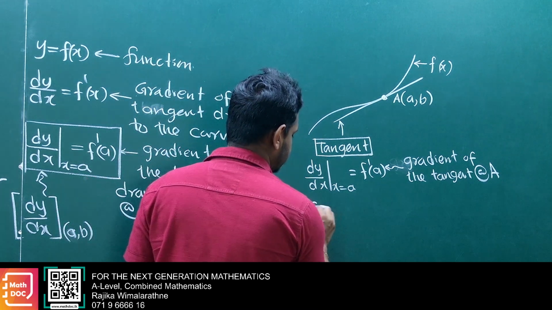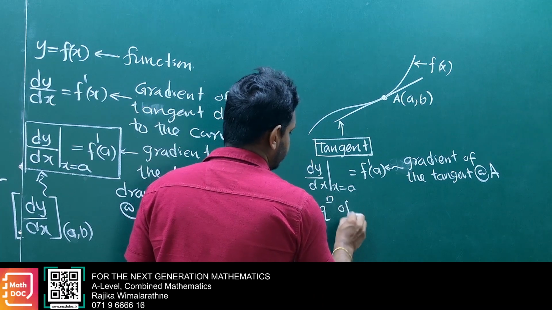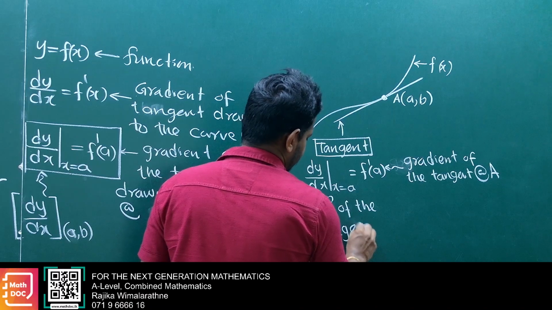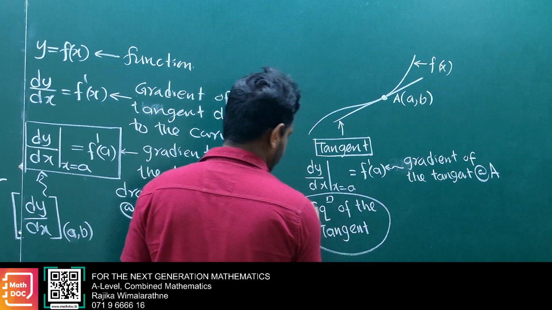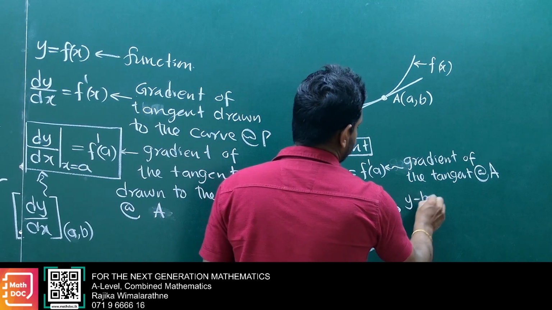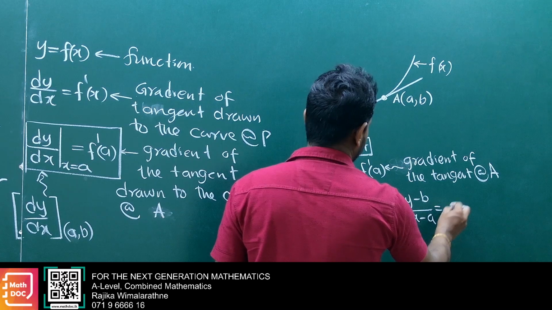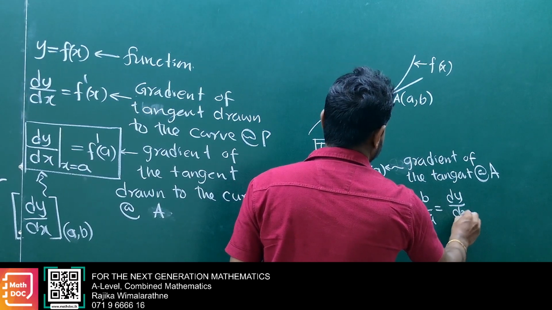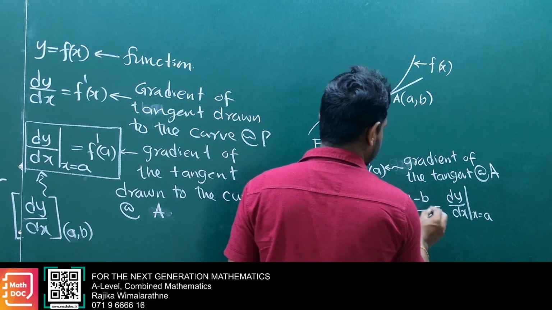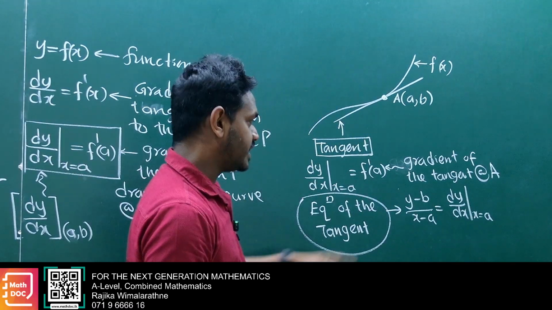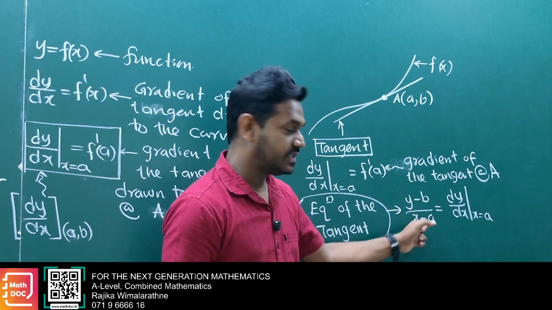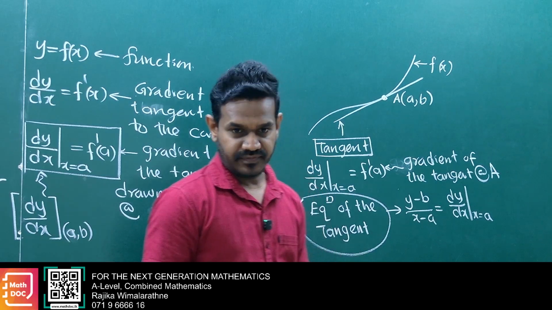Therefore, for the equation of the tangent, we write the gradient here and the point here: (y minus b) over (x minus a) equals dy/dx at x = a. So that's how we write the gradient of the tangent and the equation of the tangent. Thereafter you cross multiply and write it in general form. This is how we get the equation of the tangent.